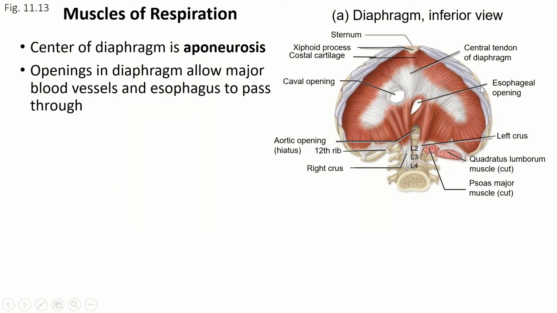When we look at the diaphragm from the bottom, we see that there's an aponeurosis at the middle, and we notice that there are some holes in it. So there's one for the aorta, one for the esophagus, and one for the inferior vena cava. And we see that it's attached to the ribs all the way around and to the sternum at the front. Okay. Ooh, there's our quadratus lumborum muscle. Look at that.